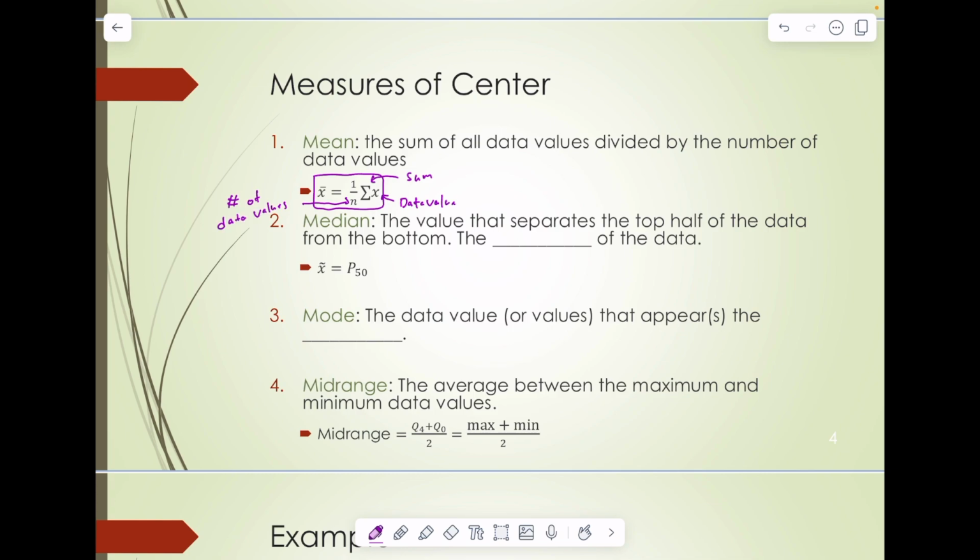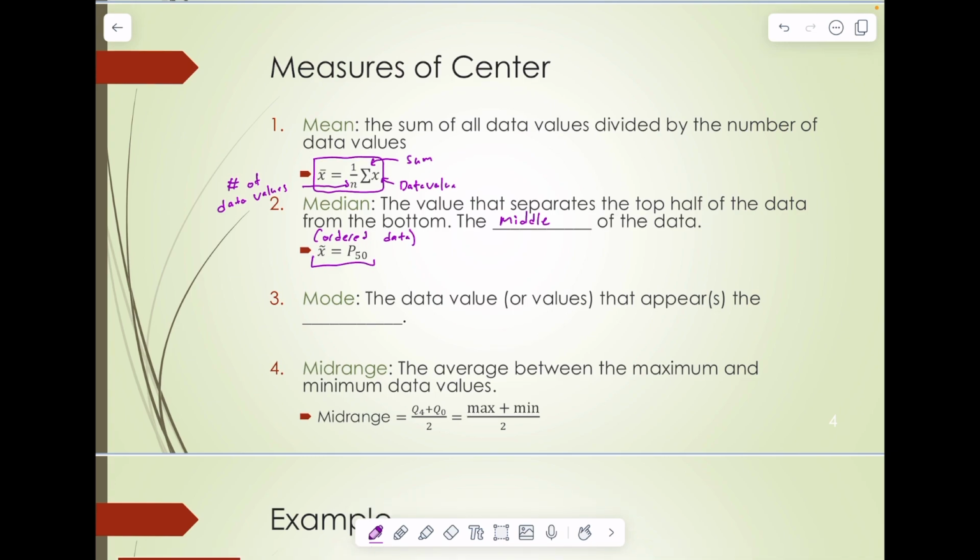And that's the mean. The median, this is the value that separates the top half of the data values from the bottom half of the data values. So this is the ordered data. So it is the middle of the data set. It is the data point that has half of the data above it and roughly the other half below it. This is no different from P50, the 50th percentile.